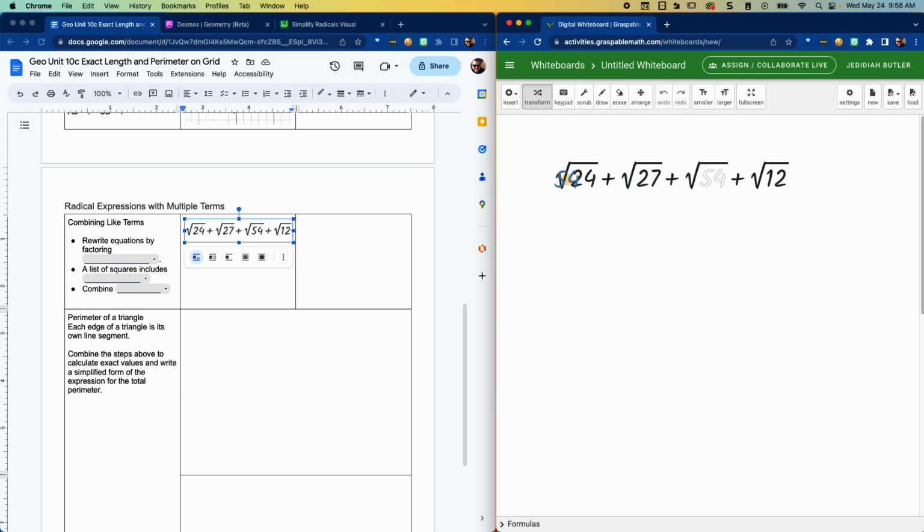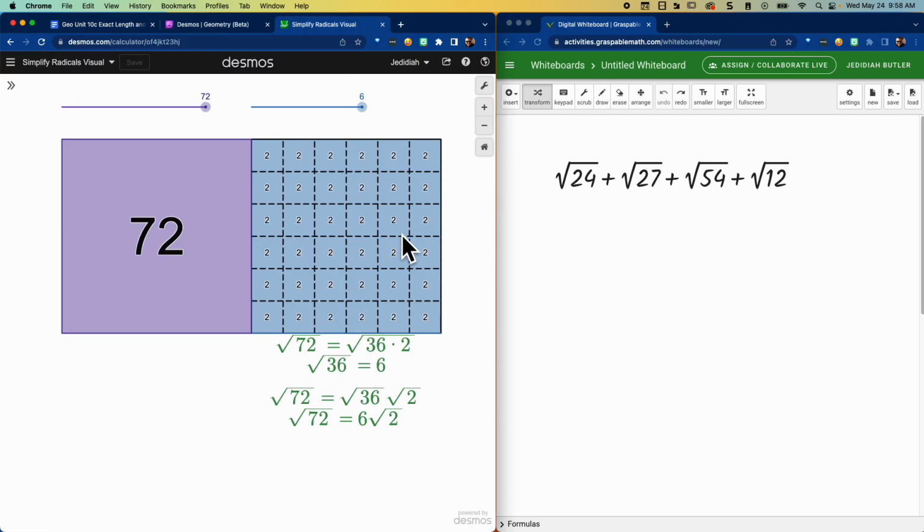Now, see, the thing is, none of these are like terms. Like, I can't take one thing and combine it to any others. I can move them in different orders, but I can't really combine any of these numbers right now. But what I can do is find ways to multiply each of these. Now, I'm going to use a tool over here to start showing some of these things. This is also a tool that will be linked into the notes if you'd like to use it.